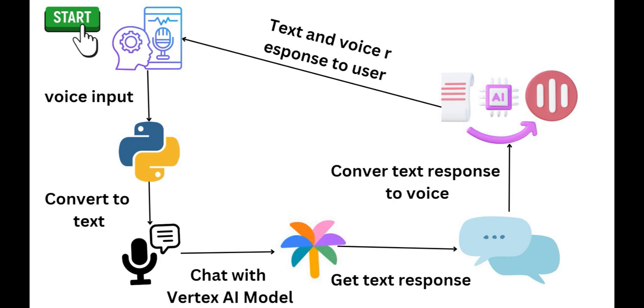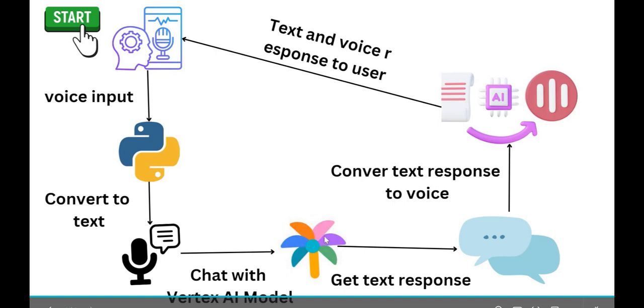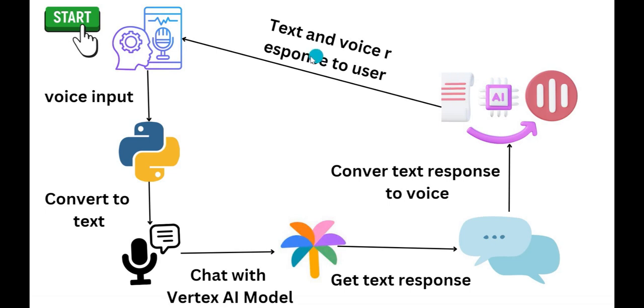So we'll provide that text input to the Google chat model and it will just respond back with an intelligent reply. Whatever response we get will be in text format, and that text again we are going to convert into voice output, and we'll display both, text and voice, to the user. So this complete flow we just saw on a UI.